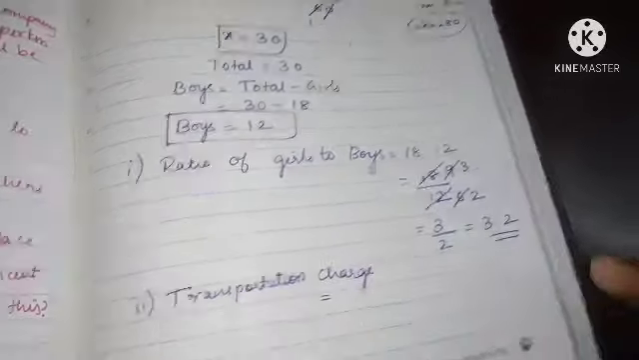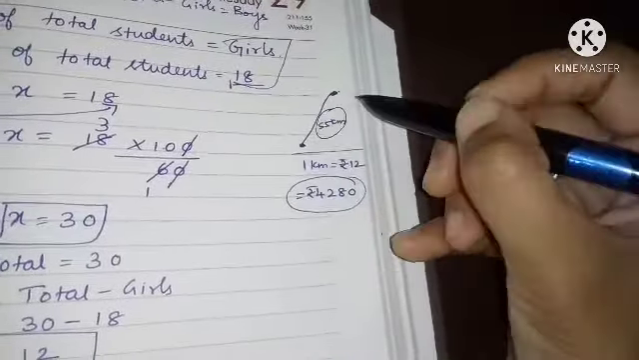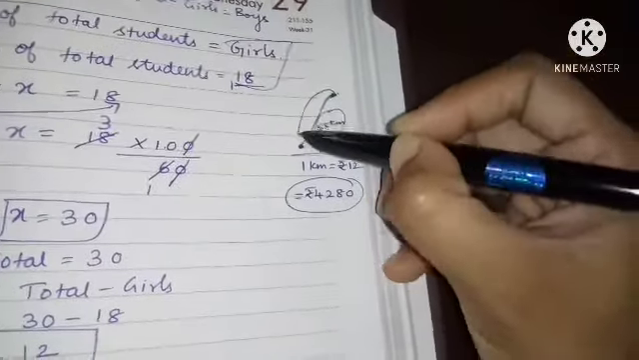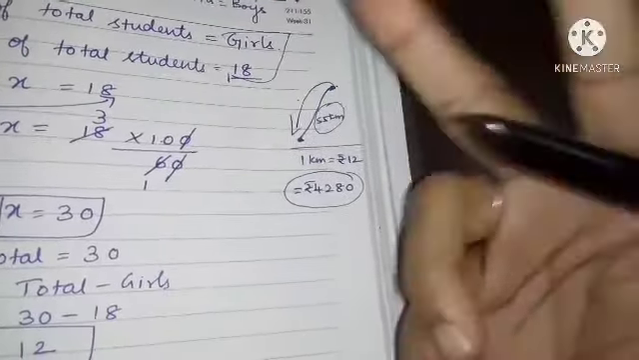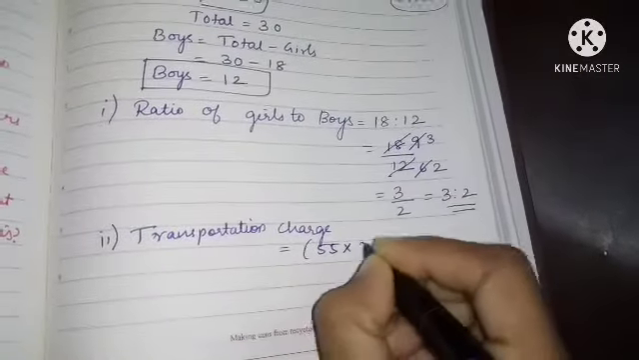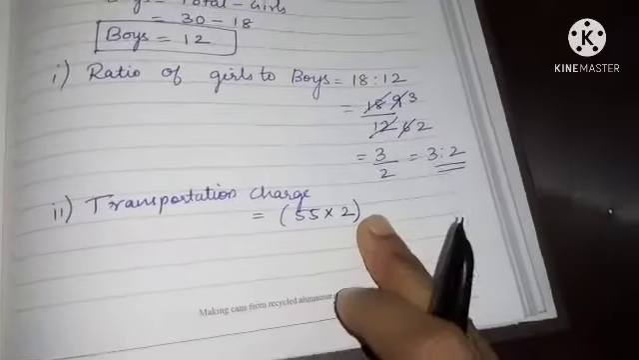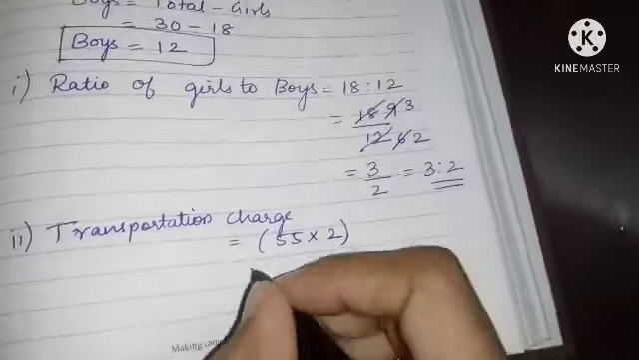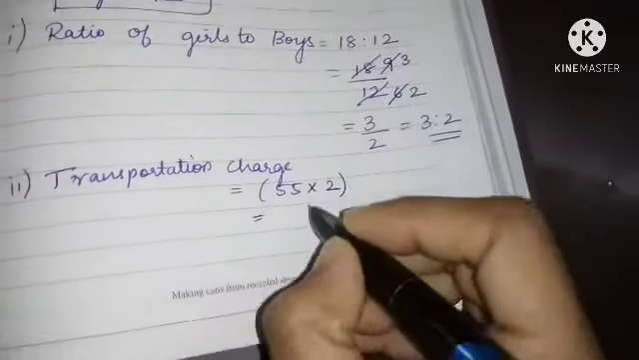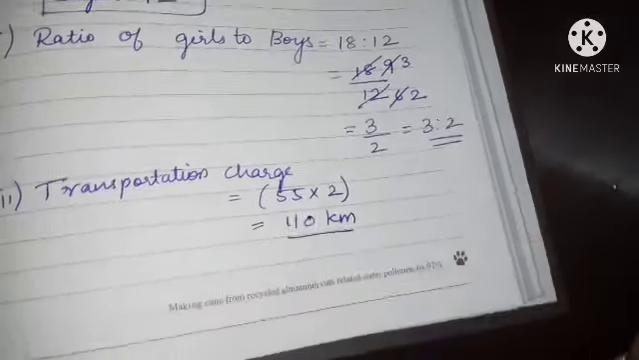First, listen children. From school to picnic spot is 55 kilometers. If you go and you also have to return, you have to multiply 55 by 2. Why 2 times? Going 55, coming 55. So 2 times 55, so totally we are traveling 110 kilometers.